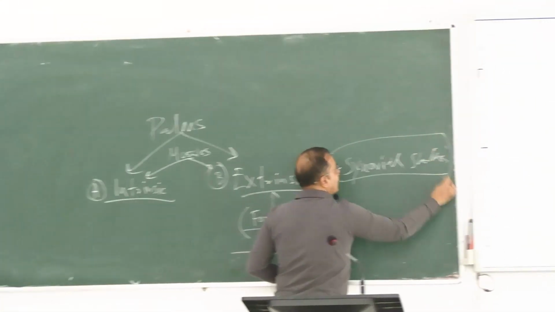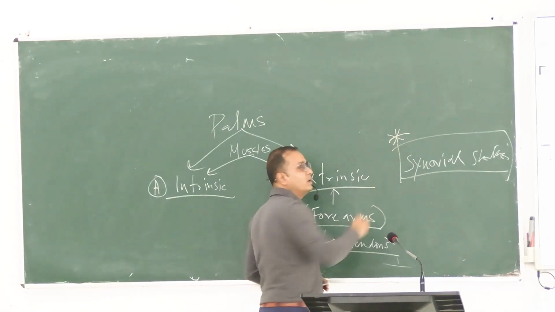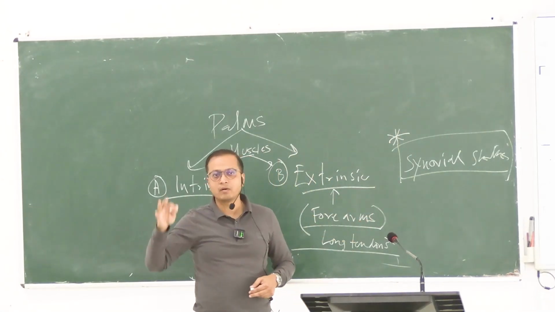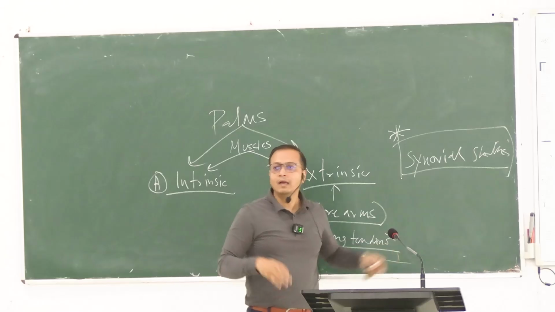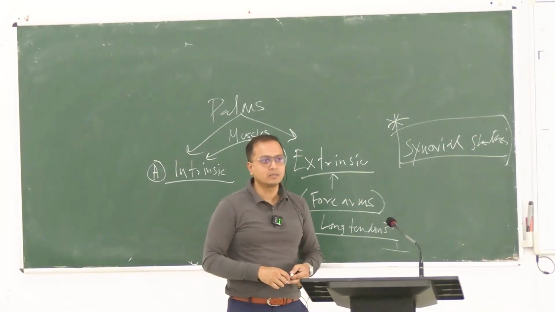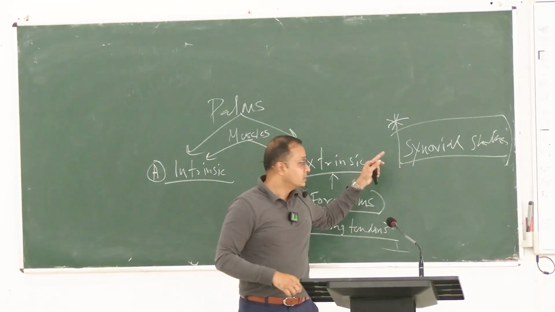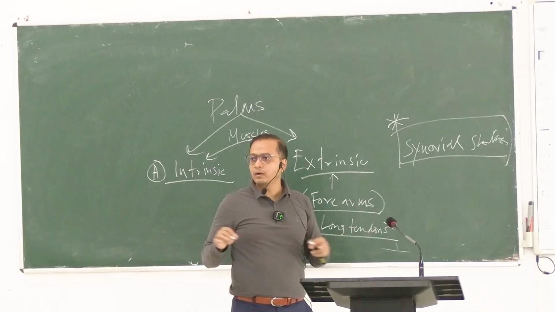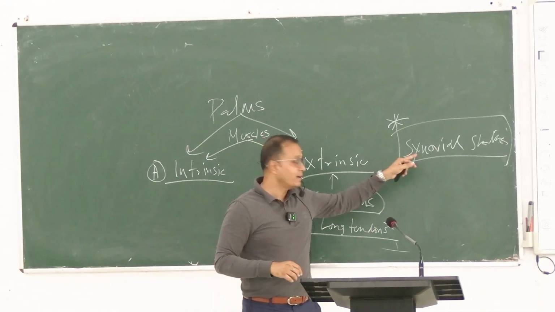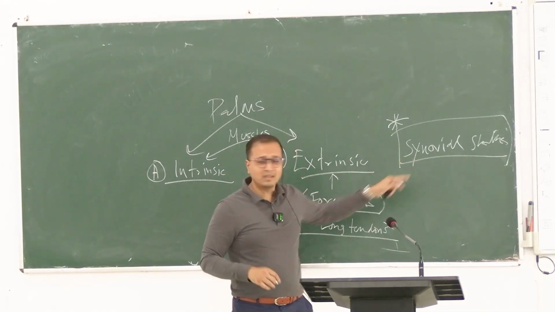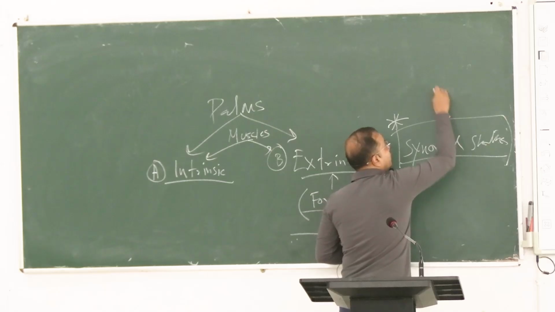Now, this particular synovial sheath is a very uncommon part. We usually see synovial sheaths in joints, in synovial joints. So, this makes this particular element special. Where these synovial sheaths are, they are under the deep fascia.